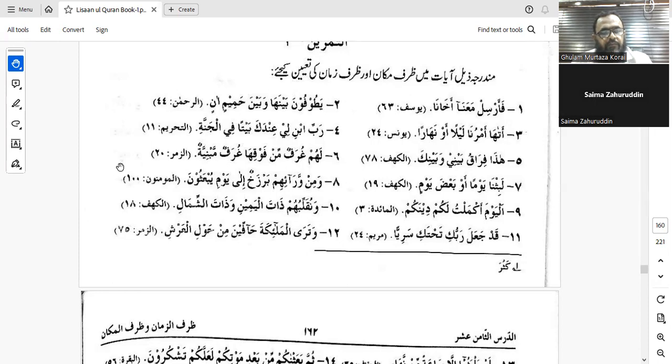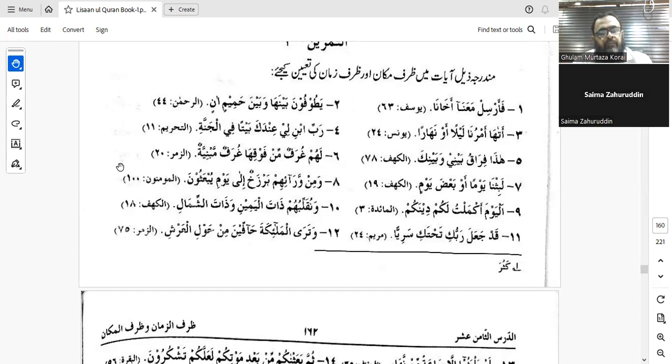Right, okay. So this one is ma'a, which is ظرف مكان. Number two: يطوفون بين, that's ظرف مكان. وبين again ظرف مكان. And the next one.